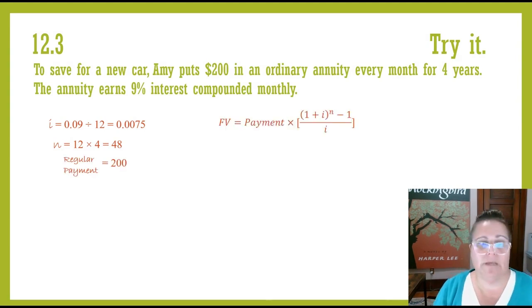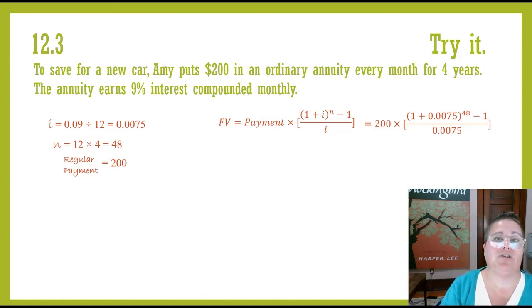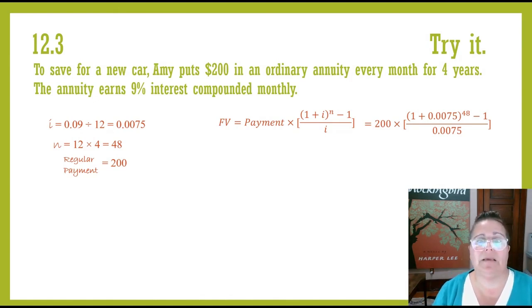So the formula is the future value is equal to the payment times (1 plus i to the n minus 1), all of that over i. I'm going to do this piece by piece. 1 plus i would be 1 plus 0.0075 to the 48th power minus 1, all over 0.0075. Once I have that number, I'm going to multiply it by 200. I'm going to do them piece by piece.